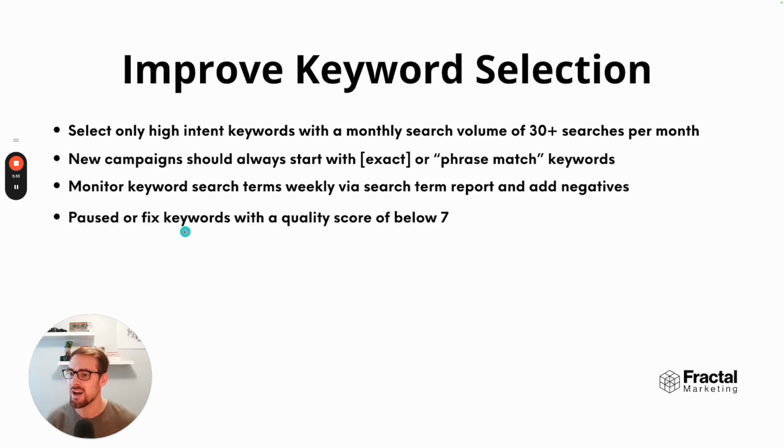Next, we want to pause or fix keywords with a quality score below 7. Anything below 7 means we're probably overpaying for it. So we want to kind of trim out those keywords or just fix your ads or fix your landing page if you're getting signals from Google that you have poor results on either of those sections.